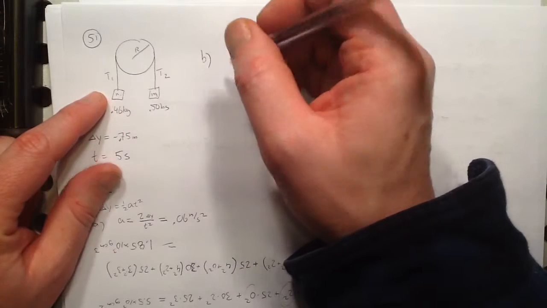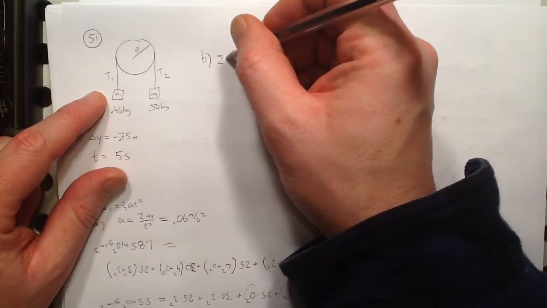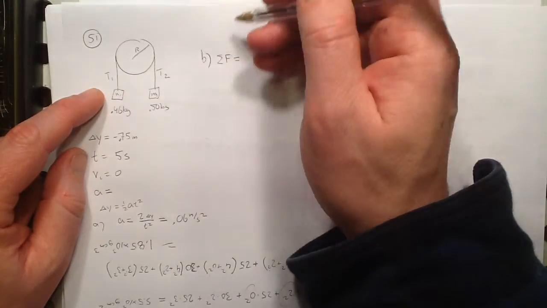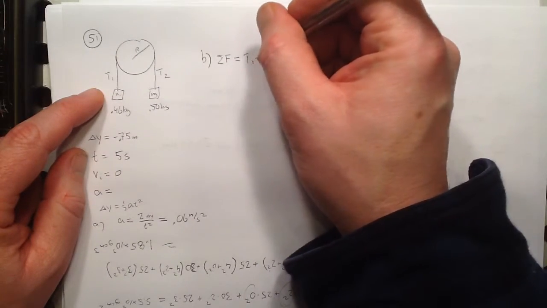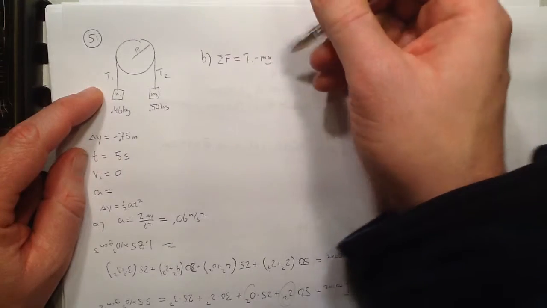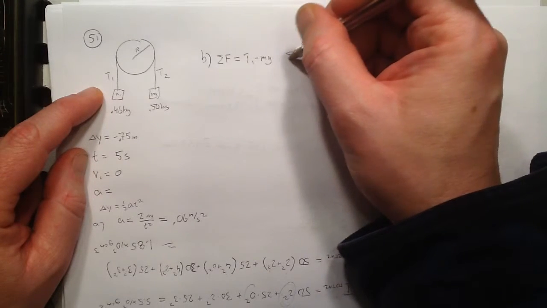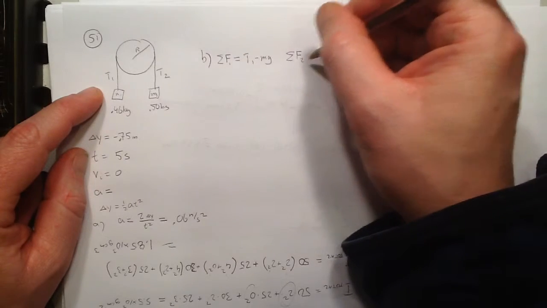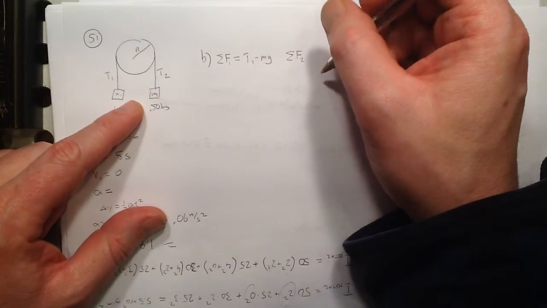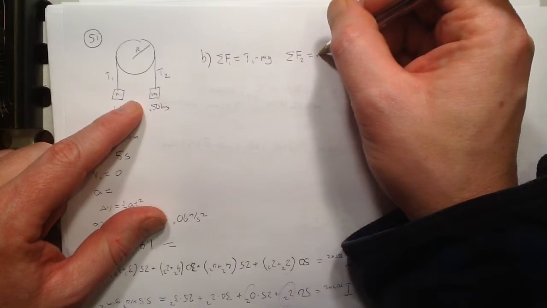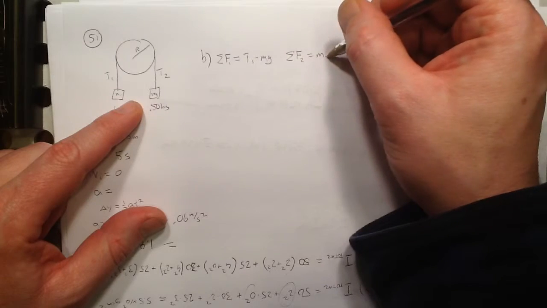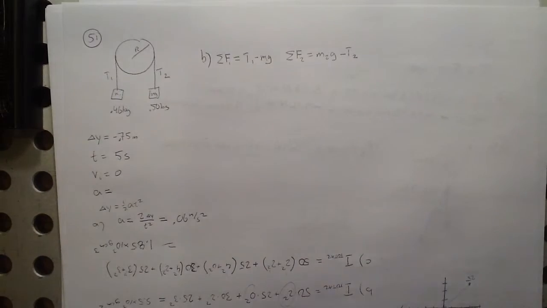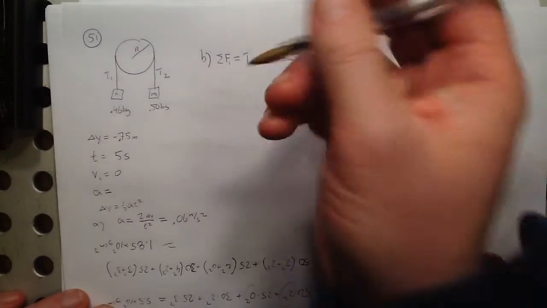which means that on mass 1, the sum of all forces on mass 1, that's going up. So that means T1 is winning versus gravity. And the net force on block 2, block 2, gravity is winning. Right, so those are my net force equations for each of those.